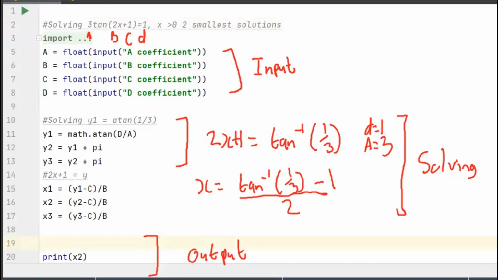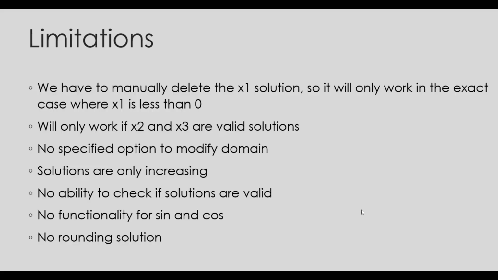However, there are a number of problems to this code, and we're going to discuss that right now. There's actually more problems than this, but I thought I'd just highlight these as the main ones. So we see here that rather than the computer deleting the x1 solution, I had to. So that's never a good sign. The user should not be doing anything. The code should automatically go, x1 is invalid because it's less than 0, it's gone.